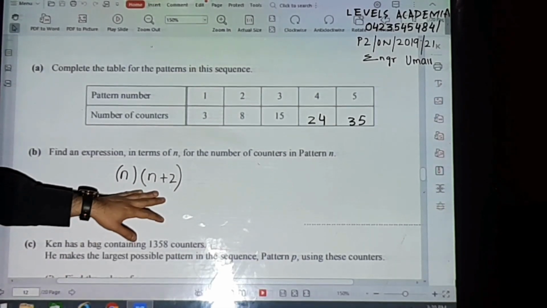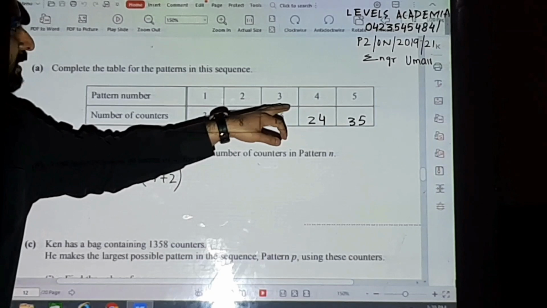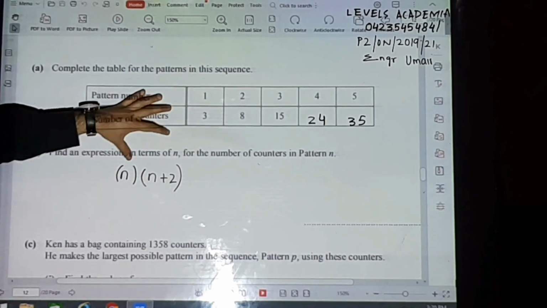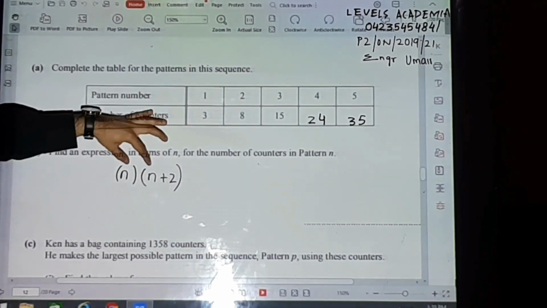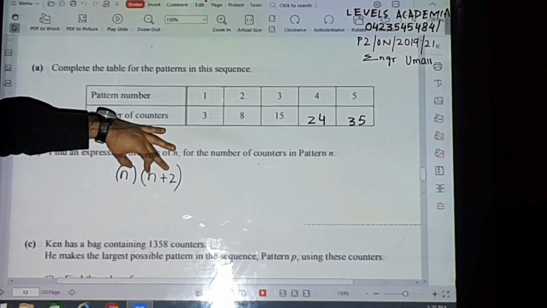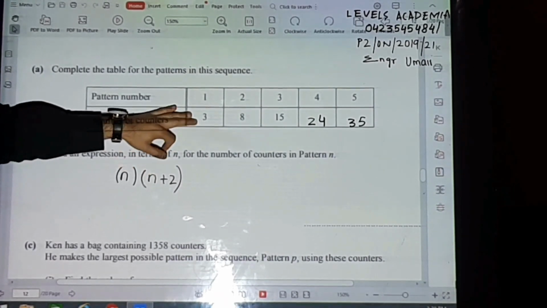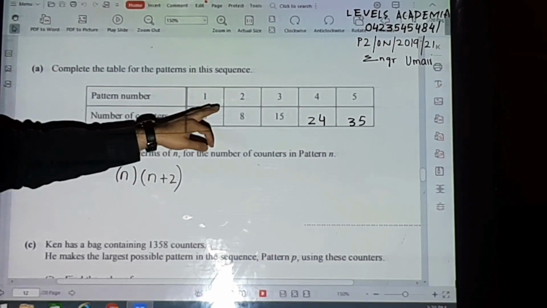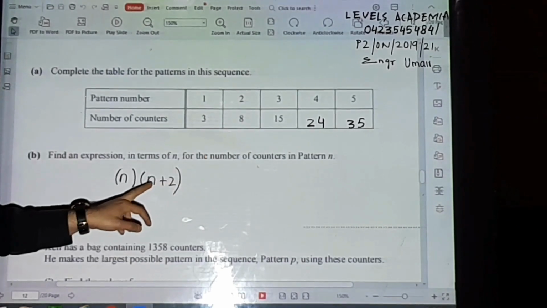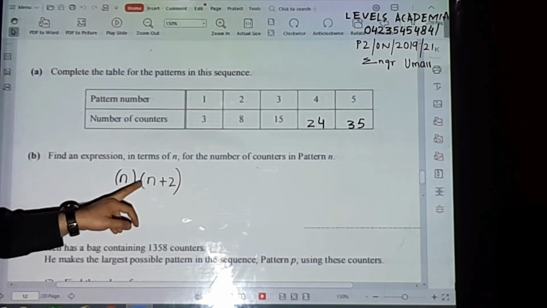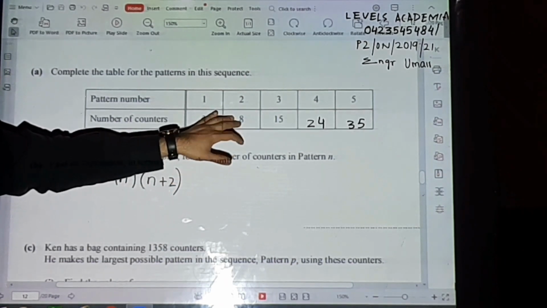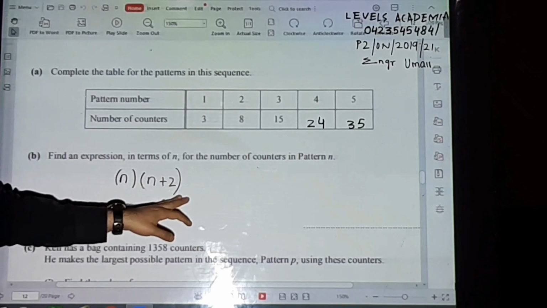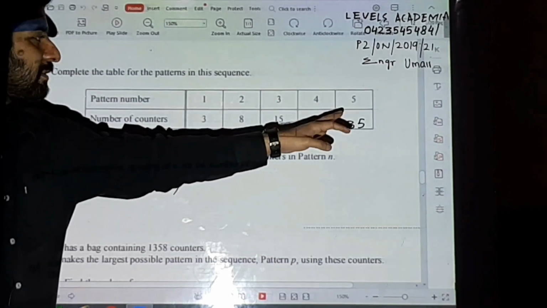Now this expression satisfies all these patterns. When n is 1, for pattern number 1, 1 plus 2 is 3, and 3 into 1 is 3. So when you use n equal to 1 you will get 3 counters, so it is correct for this one. When you use n equal to 2 for pattern number 2, 2 plus 2 is 4, 4 into 2 is 8. So it is also correct for this one. Similarly, you will observe that this expression is correct for all the patterns, hence this will be the expression for pattern number n.